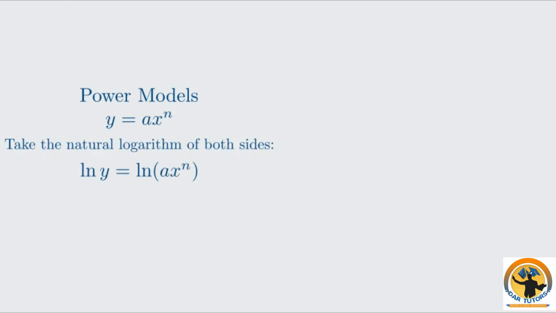The transformation for a power model involves taking the natural logarithm of both sides, just like with the exponential model. The natural log of y equals the natural log of a times x to the power of n. Using the same logarithm properties, we get the natural log of a plus n times the natural log of x. Now let's look at this carefully.